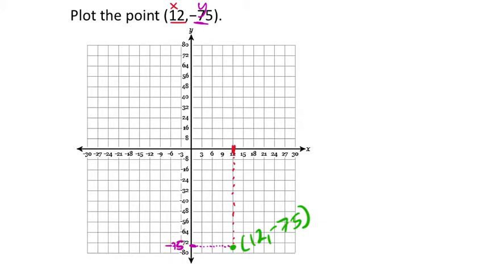The negative 75 though, that's the one I kind of had to estimate on. It shouldn't be above negative 72, and it shouldn't be close to negative 80. Okay, so it needs to be pretty close to this. Again, it doesn't have to be exact, but it should be pretty close.